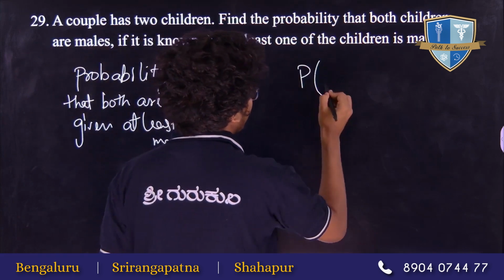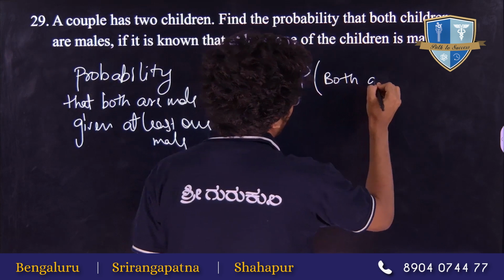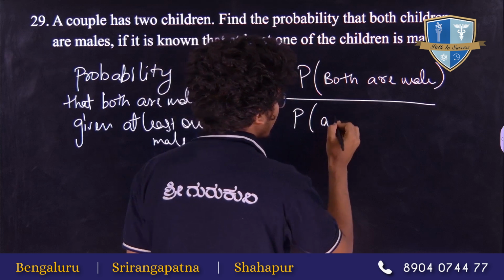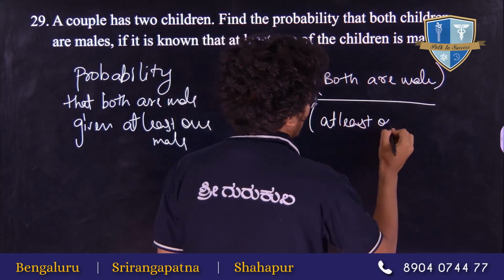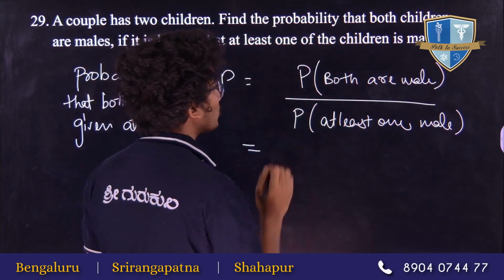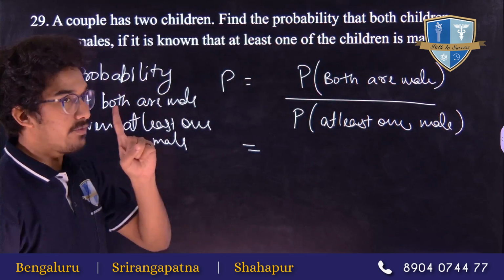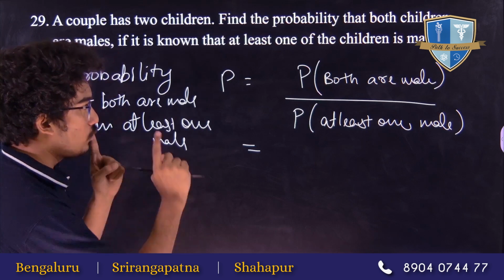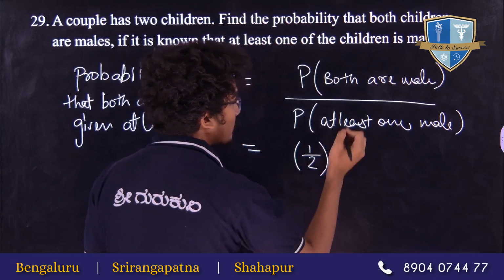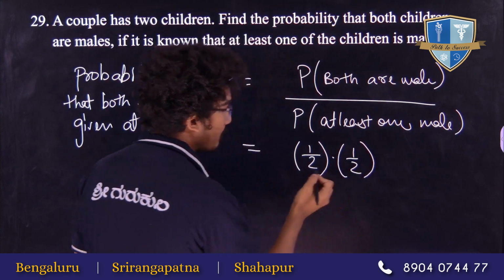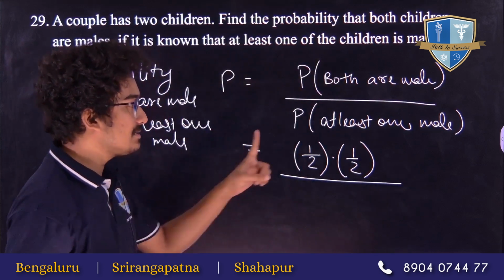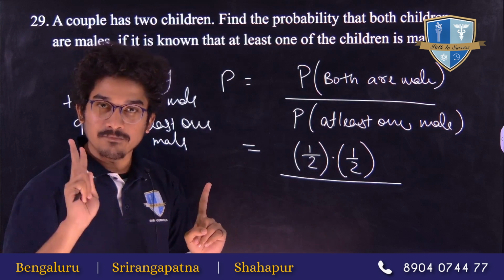So probability when both are male divided by probability at least one male, correct? So probability when both are male means probability of one children to be male is 1/2, and we have two children and both are male. So probability of first children to be male is 1/2, probability of second children to be male is 1/2. So this is the probability that both of the children are male, divided by probability that at least one is male, means one must be male, and if both are male then also it's okay.